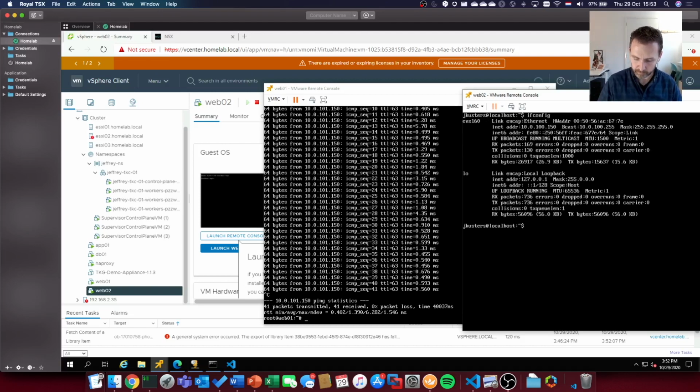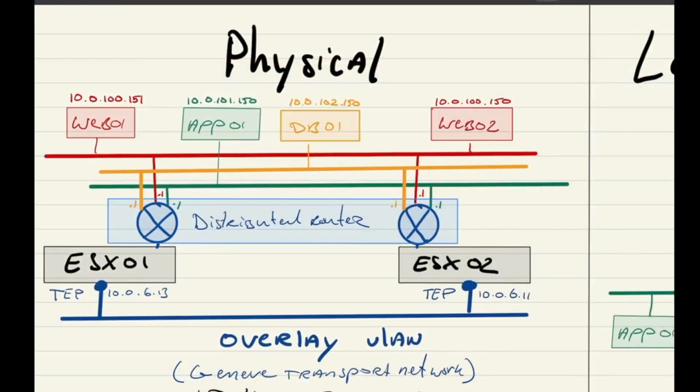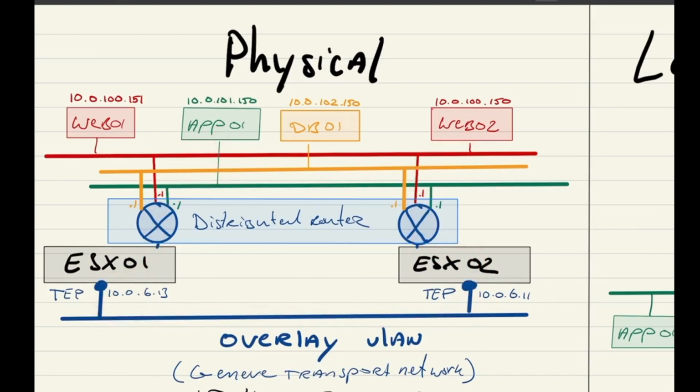So web02, I'm going to ping 10.0.101.150, which is my application server. So this is now traversing. I'm pinging from web02 through my distributed router. It's hitting the TEP interface. It's being encapsulated. It's being transported across the IP network. It gets de-encapsulated by the TEP interface. It gets routed to the application interface.